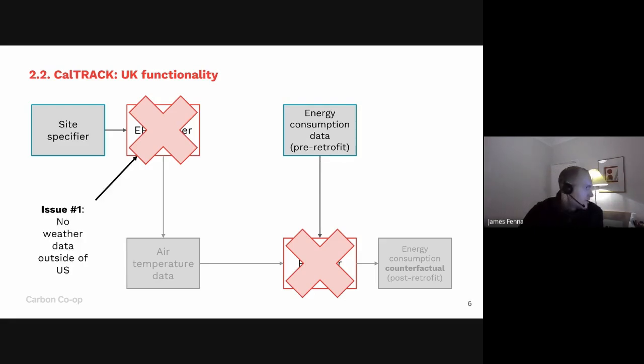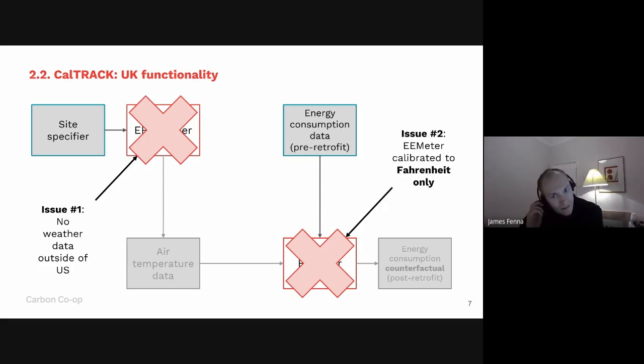First of all, there's no immediate weather data function from OpenEEweather outside of the US. So that was our first stumbling block. And the second stumbling block is that OpenEEmeter as a model is calibrated to Fahrenheit data only. The US is really the only country in the world that uses the Fahrenheit scale, so anybody wanting to use Caltrack outside of the US is going to struggle because the Fahrenheit scale is very much hard coded into the OpenEEmeter code base.